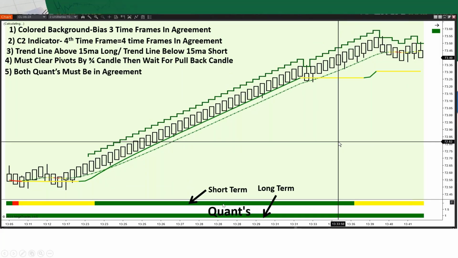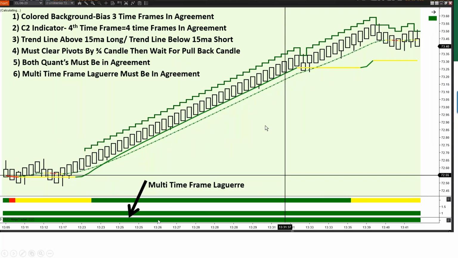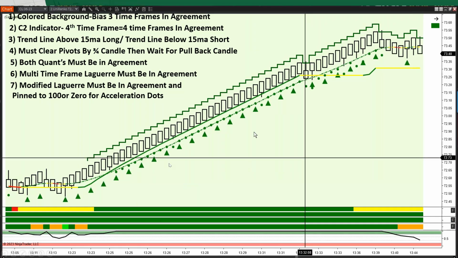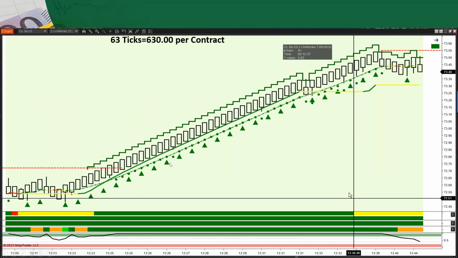The quants, we have 2 quants. The top one is a short term, the bottom one is a long term. It must be in agreement, either red or green. The multiple time frame Laguerre must be in agreement, either red or green. And the modified Laguerre must be red or green, must be pinned at 100, so we get our acceleration dots, right? So this trade here, there's the setup. It was a trade for 63 ticks on CL.